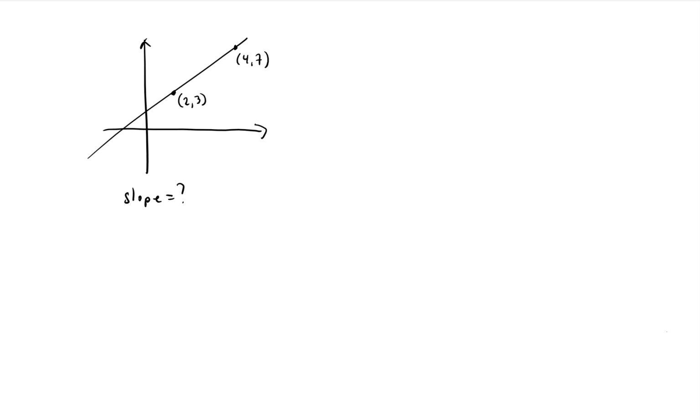Well, just remember that your slope is your rise over your run. So your rise is how far you go for a certain run. So here, let's look at what the run is. The run is what? Well, if I start at 2 and end up at 4, my run is 4 minus 2, isn't it? So it's 2. What's my rise? Well, I start at 3 and I move to 7, so my rise is 7 minus 3. It's 4.